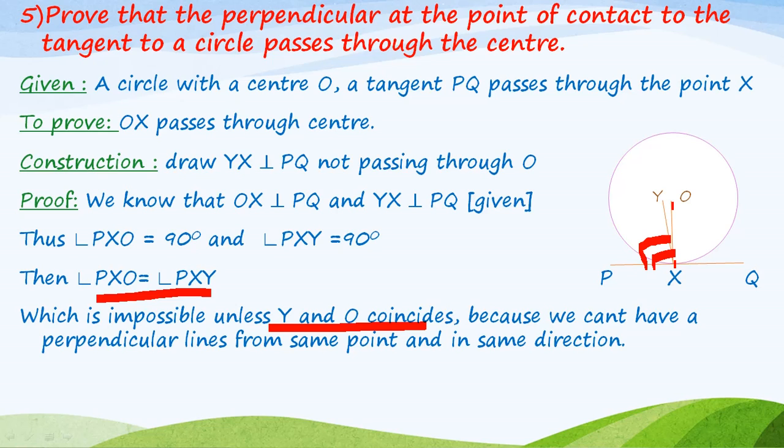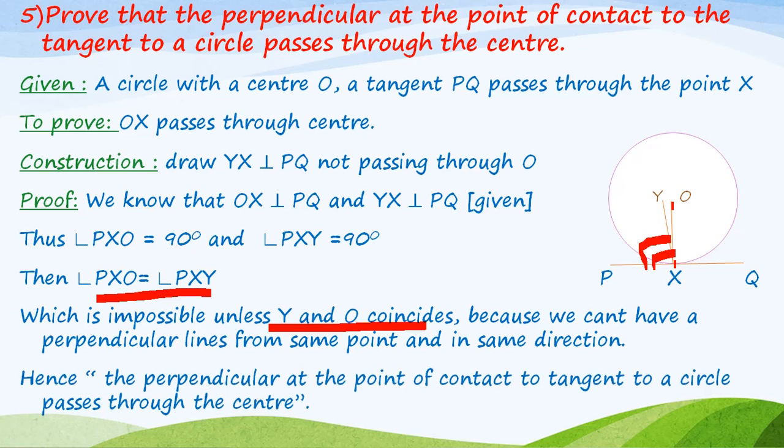Because we cannot have perpendicular lines from the same point in the same direction, OX perpendicular to PQ means OX passes through the center. We have to say OX passes through the center: the perpendicular at the point of contact to the tangent to a circle must pass through the center. OX is a line which passes through the center, and only then is OX perpendicular to PQ.